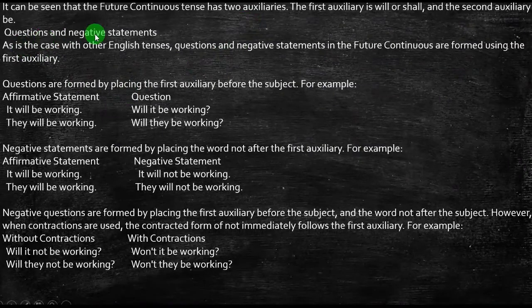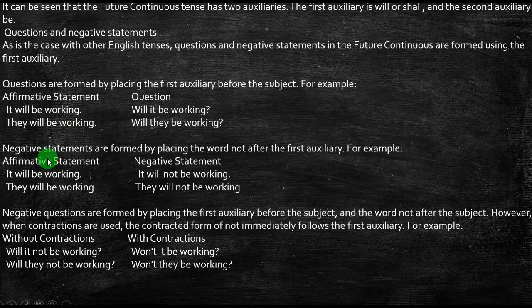Here, questions and negative statements, right? As is the case with other English tenses, questions and negative statements in the future continuous are formed using the first auxiliary. So you see here is a simple statement, it will be working. So when we make a question, we take the helping verb in front of the subject. So it will be working became will it be working, they will be working became will they be working.